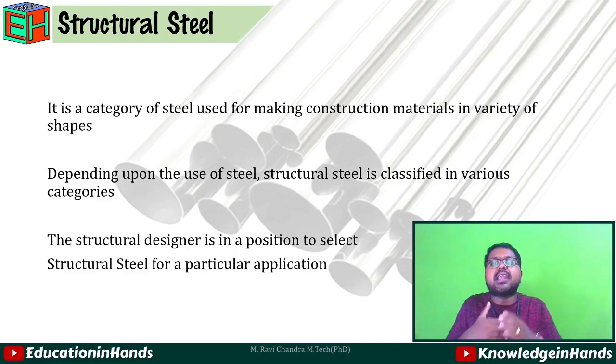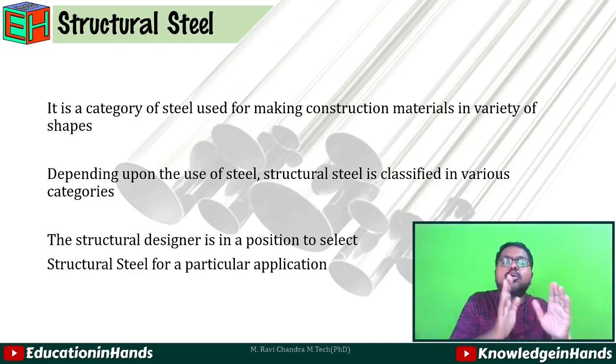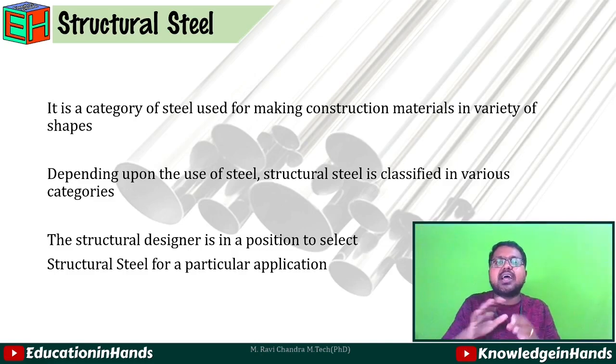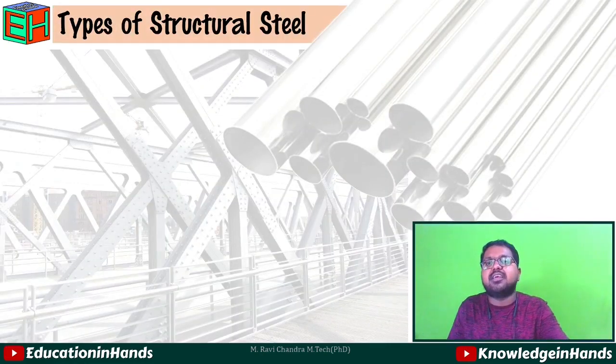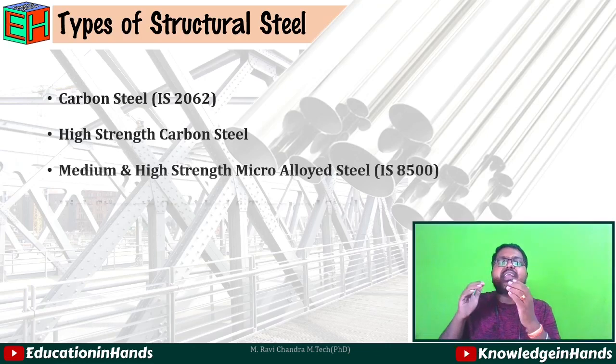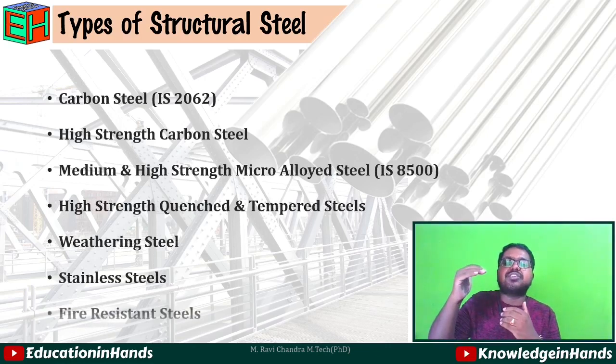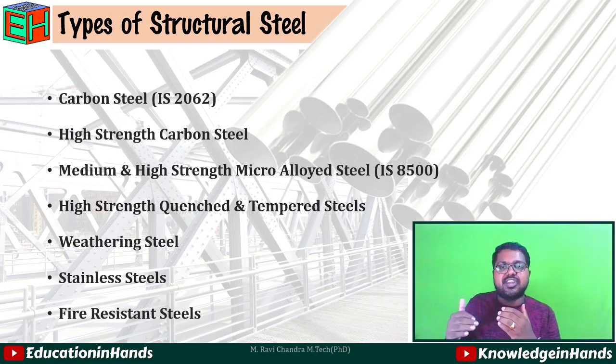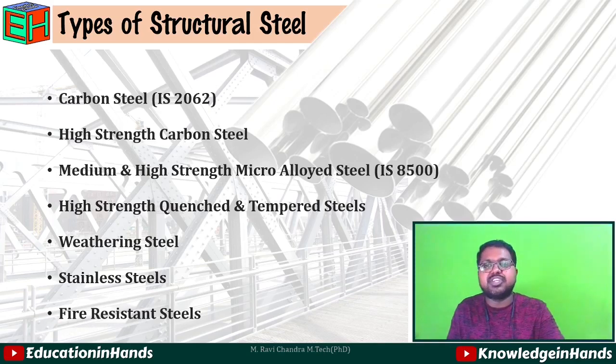If we are using it for any other purpose like high strength or high yielding, then it has another property. So whatever the type of structural steel, the structural designer is in a position to select the structural steel for a particular application. If we see the different types of structural steel, we have various types starting from carbon steel to fire resistant steels. We will see one by one what the types of these steels are.